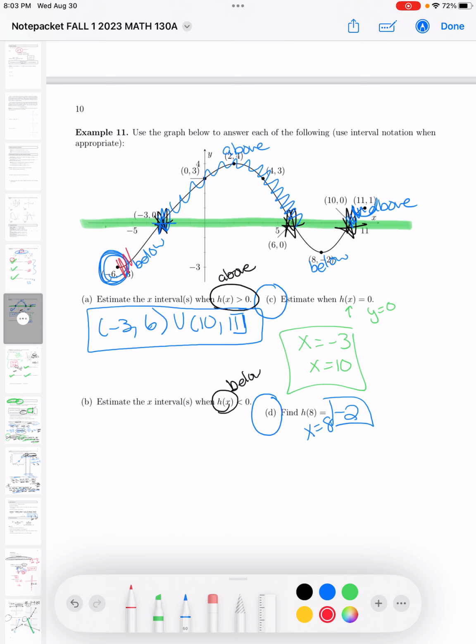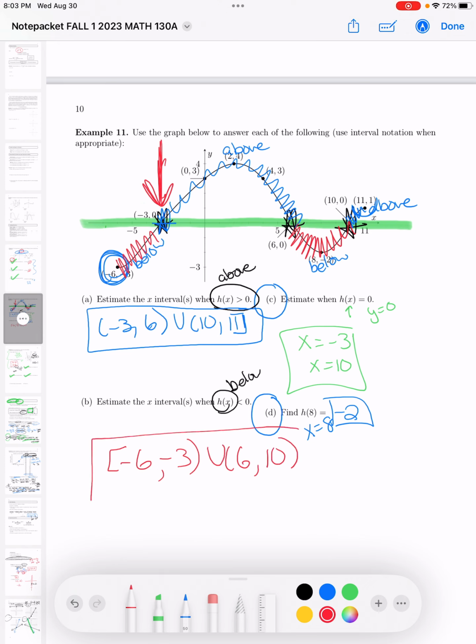Below, I'm below the graph from that end point at -6 all the way to -3. Again, endpoints are in brackets because they are at that point at -6 is below. The point at -3 right here is not below. It's on the line. So it is a parenthesis. And then I'm below again from 6 all the way to 10. Notice I only use the x values. We only use the y values for the range.